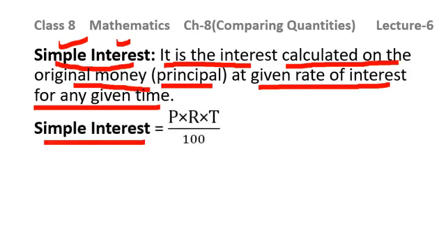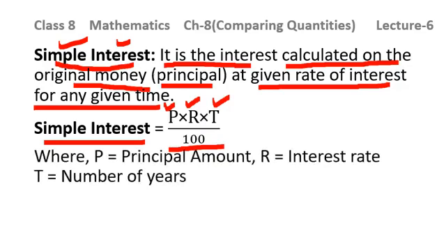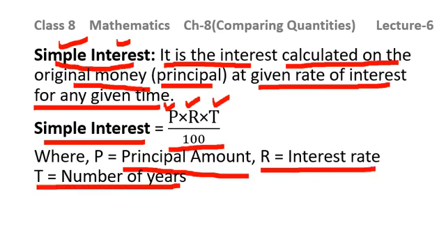The interest which is being calculated on the original money, the principal, at a given rate of interest for any given time. So this is the formula of simple interest: SI is given by P into R into T divided by 100, where P is the principal amount, R is the interest rate and T is the number of years. So this is clear to you.